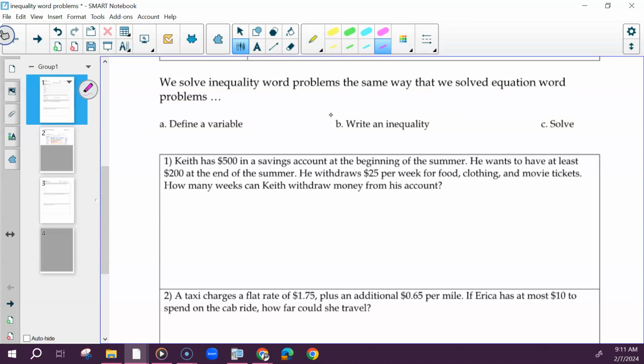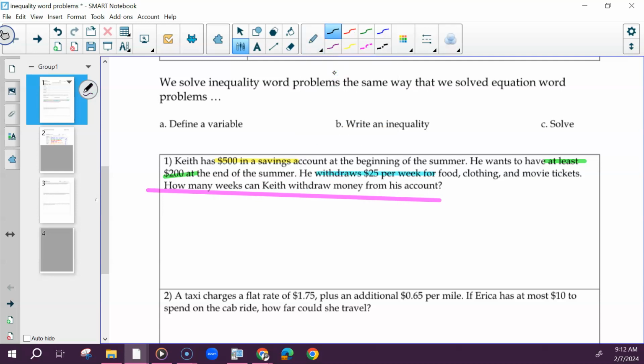Keith has $500 in a savings account at the beginning of the summer. He wants to have at least $200 at the end of the summer. He withdraws $25 per week for food, clothing, and movie tickets. How many weeks can Keith withdraw money from his account? What's important there? $500. At least $200. Withdraws $25 per week. And what are we looking for? How many weeks can Keith withdraw money?